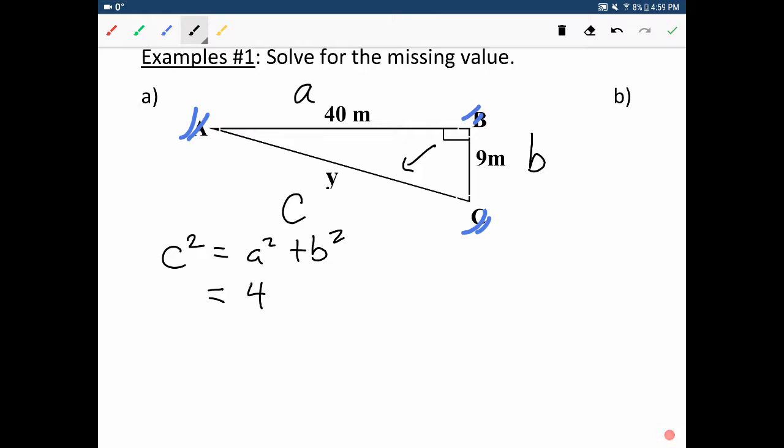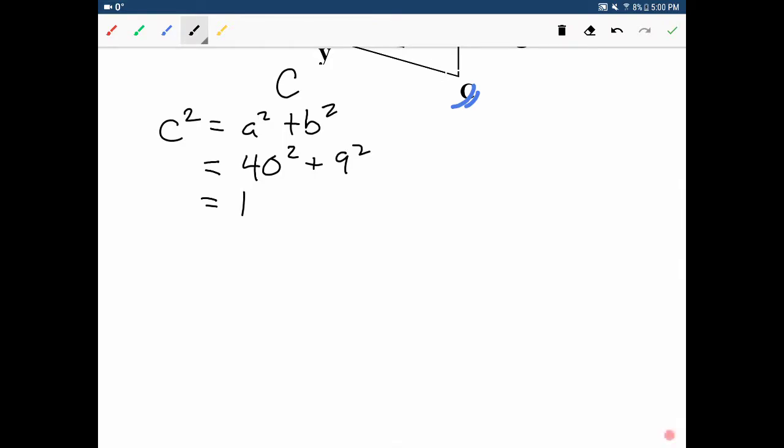So we start by plugging in our numbers. We get 40 squared plus 9 squared. And we say 40 times 40 is what? It is 1600, plus 9 times 9, which is 81. And you add them together and get 1681.